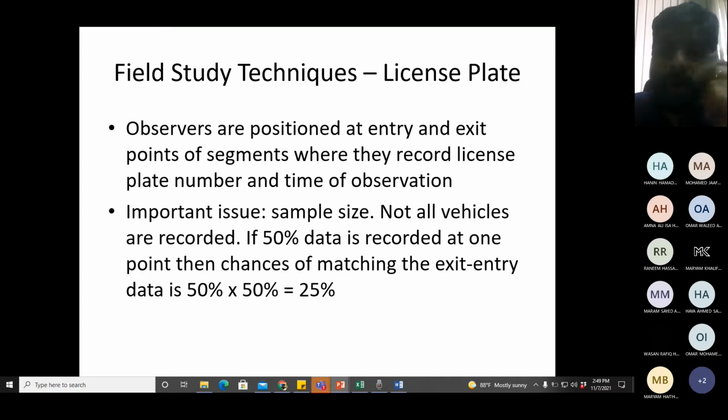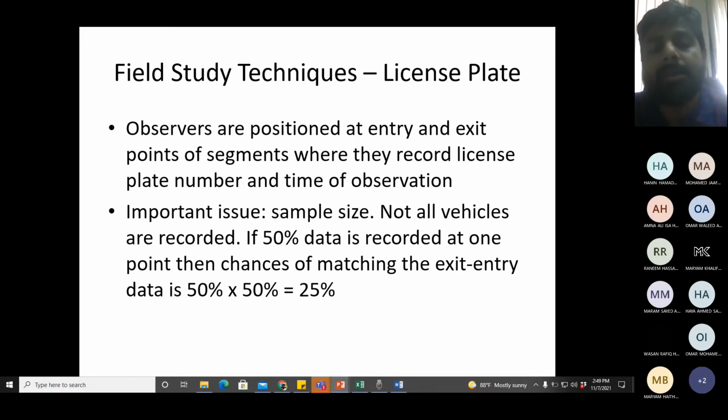Okay. Problem with this technique, two problems. One problem is you are only recording the start and end time. So you don't know if there was a delay during that time. So in these 10 minutes of travel time, if the car stopped for 10 seconds, 20 seconds, 30 seconds, you don't know. So the license plate technique cannot give you the stop delay time which happened within the segment. It cannot give you.